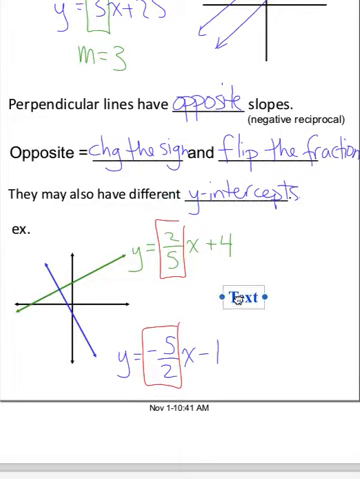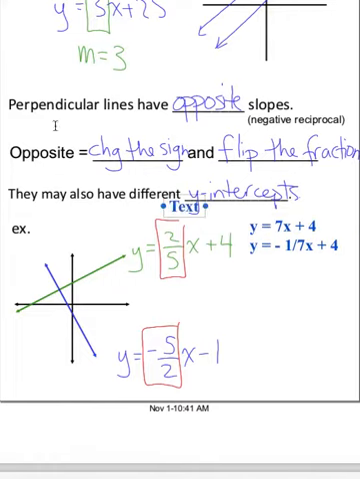So if I was going to give you y equals 7x plus 4, remember, this means the slope is 7/1. What we're going to do is flip the sign, so it goes from a positive to a negative, and our fraction would flip. So our 1 would now go on top, and our 7 would go on the bottom. And then we would just fill out the rest of the equation.